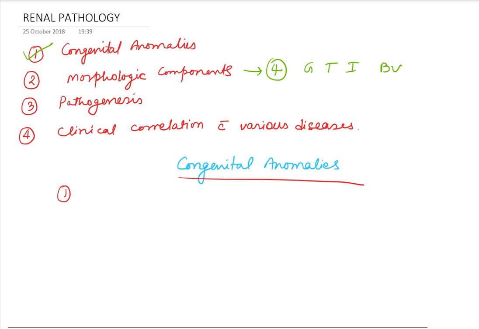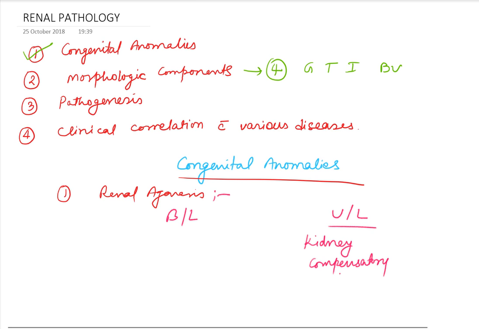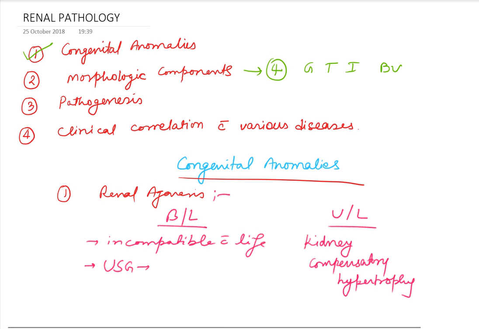Among congenital anomalies, first we will discuss renal agenesis. Now this renal agenesis, it may be bilateral or unilateral. In unilateral renal agenesis, the kidney undergoes compensatory hypertrophy, and patients have adequate renal function and are generally asymptomatic, whereas bilateral renal agenesis is incompatible with life. And in USG we find oligohydramnios.